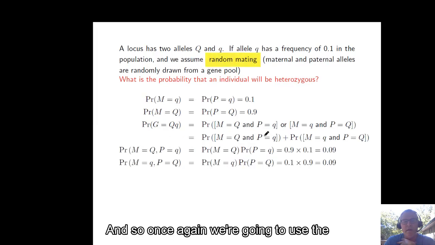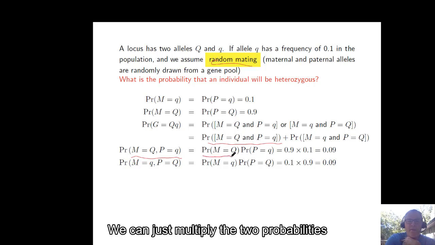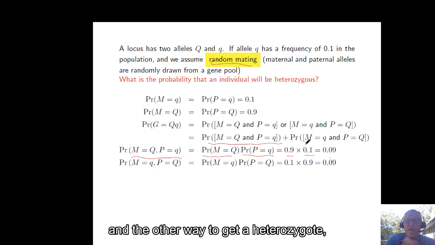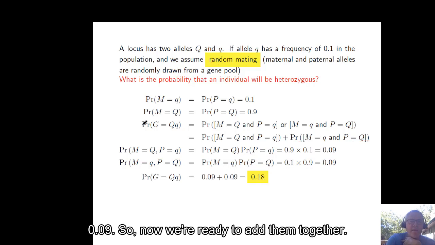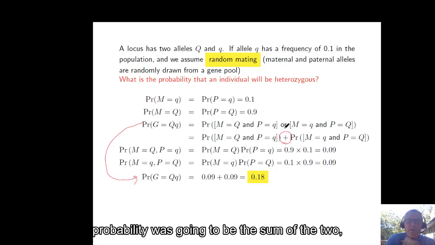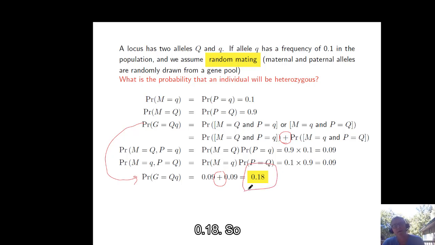And so once again, we're going to use the independence to say, how do we calculate this first probability that we were looking for? Well, because it's random mating, we can just multiply the two probabilities. 0.9 times 0.1 is 0.09. And the other way to get a heterozygote, the maternal contribution is little q, the paternal contribution is big Q, is 0.1 times 0.9, so that's also 0.09. So now we're ready to add them together. Remember we said that the genotypic probability was going to be the sum of the two. So we're just summing the two down here, and we get our final answer of 0.18.